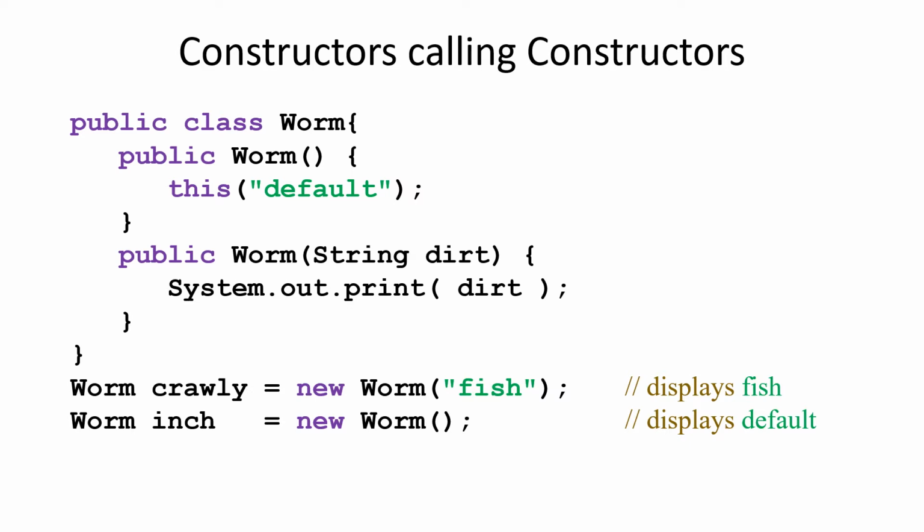So in the first example, when you create a new worm object passing it a string, it calls the string parameter constructor, which prints out the word fish and then returns. The second version, where it creates inch with a call to the default worm, calls the worm constructor with no parameters and prints, and then calls this with default as the string. In other words, default is passed as dirt and it prints dirt, so it'll print default.